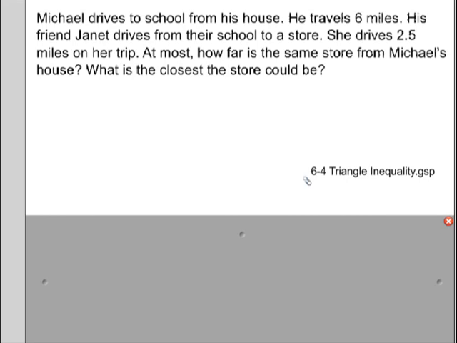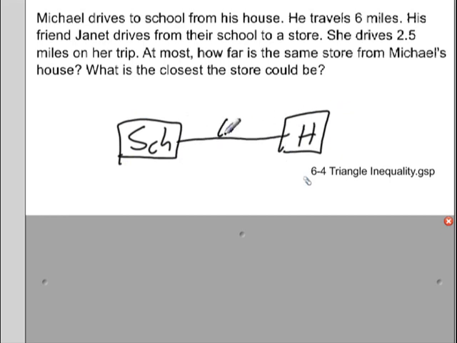So this is kind of an interesting question to think about. I'd like you to pause here, try to sketch it, really try to think about how you would answer this question, and then come back and I'll show you. Okay, so if we assume that we've got Michael's school right here, and his house is over here somewhere, so it's exactly 6 miles from the school to the house. And Janet is going from that school 2.5 miles to get to the store. The key to this is that she could be going in any direction. She could be going 2.5 miles this way, or this way, or this way, or this way.